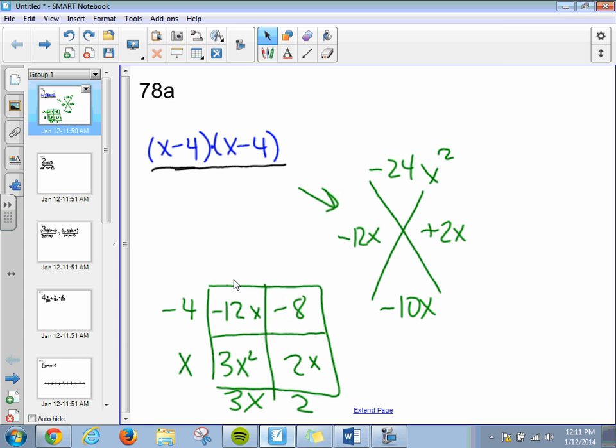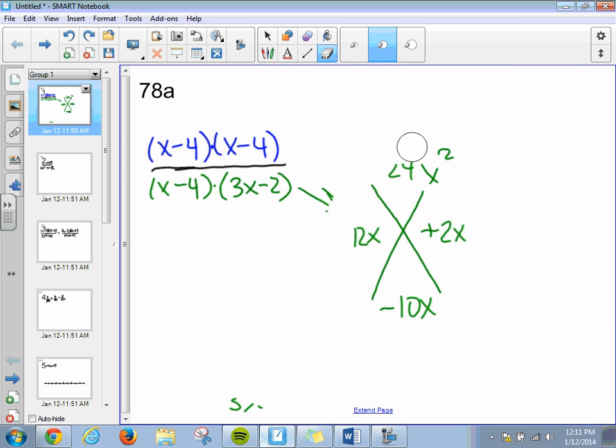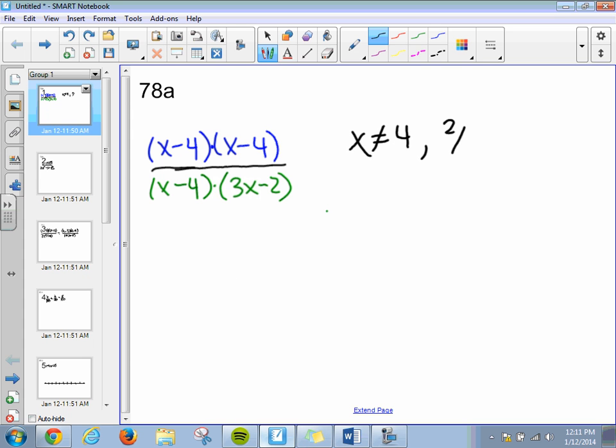So when I write this below, we have the quantity x minus 4 times the quantity 3x minus 2. If you go back to 78A, there was a little bit more information other than just what they wanted you to simplify. They also told you that this does not work when x is equal to positive 4 and positive 3 halves. And so when we look at that, we can see why that's happening, right?